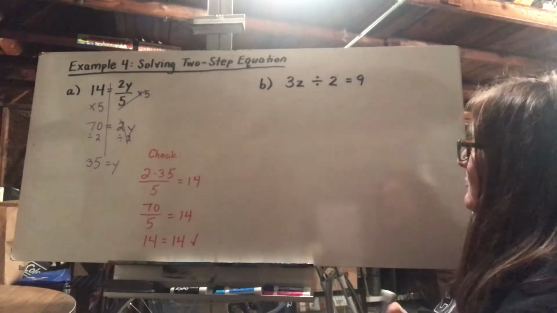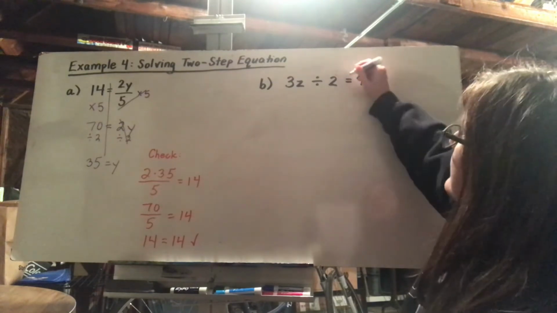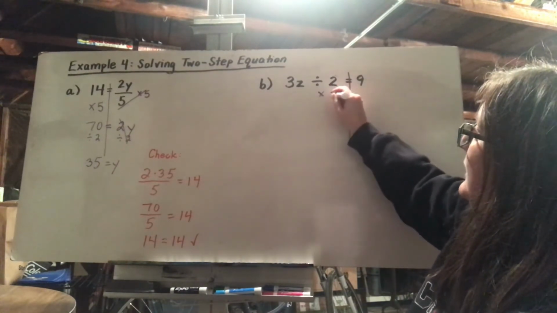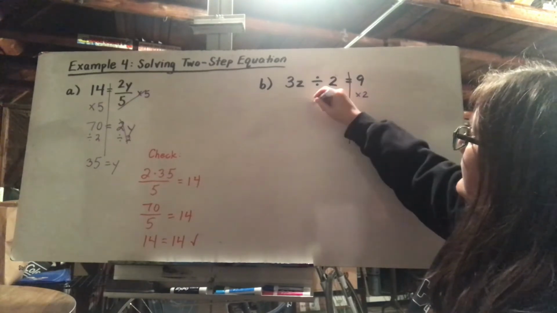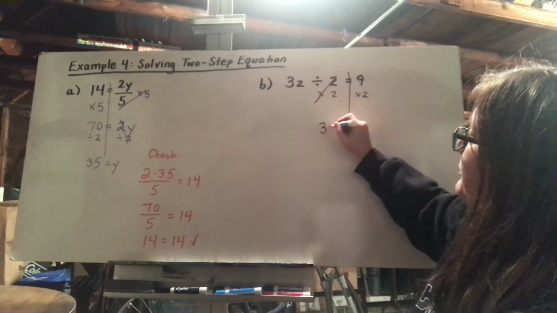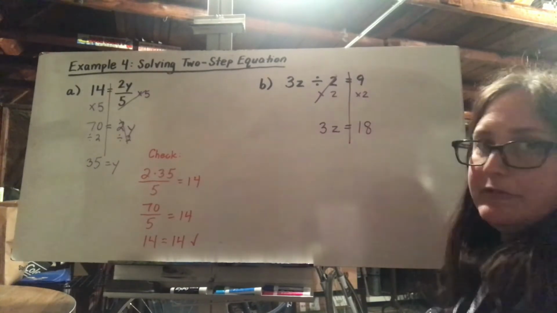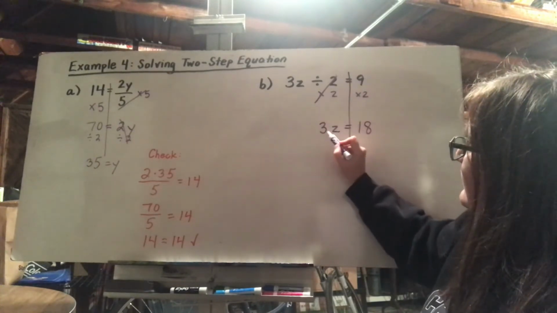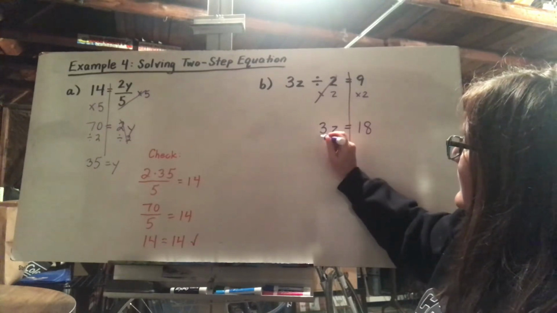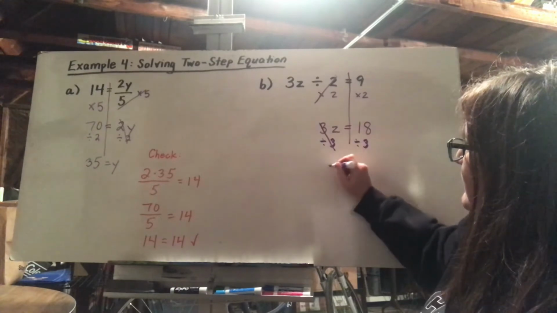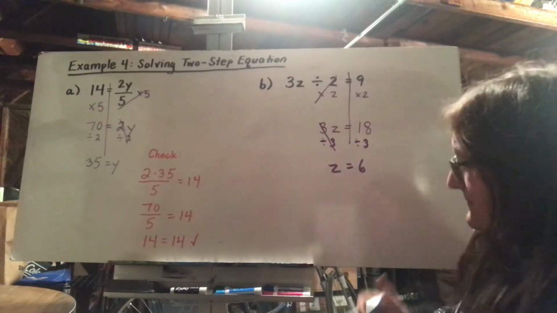All right, let's try one more like this. Split it at the equal sign. I'm going to get rid of this divide by 2 by multiplying by 2. Cancels out here, and I'm left with 3z, and 9 times 2 is 18. Now to get rid of the 3, since it's 3 times z, I'm going to divide by 3. I'm always doing the opposite, and I get z equals 6.